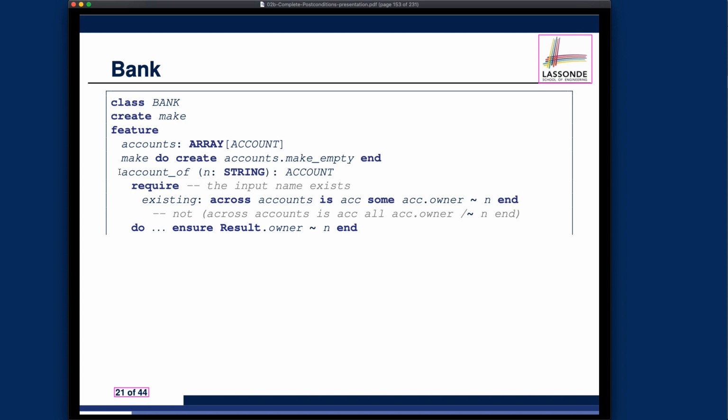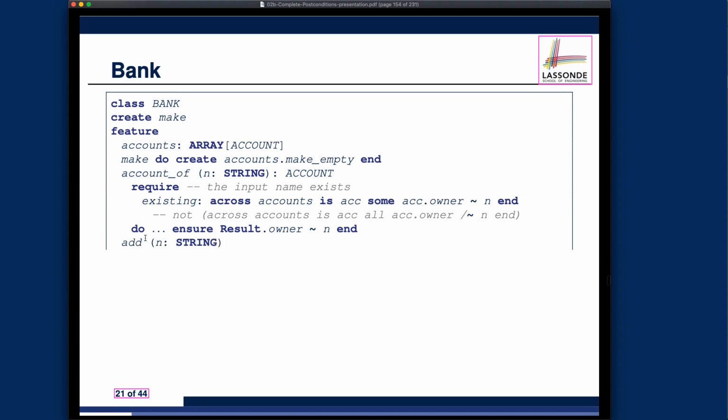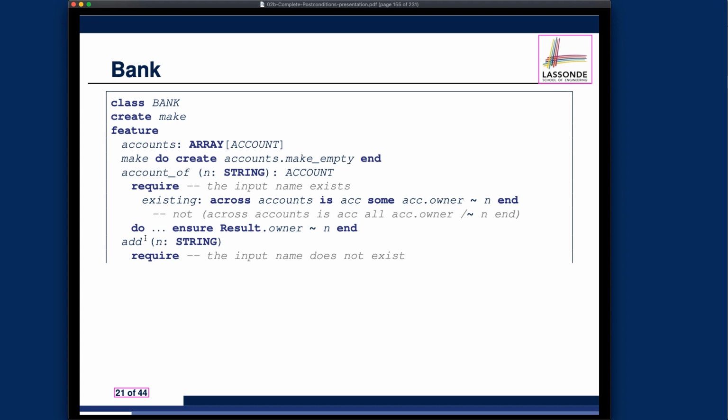So now again, please make sure you understand exactly how account of is supposed to work before you go on. Okay, I also made the source code available to you. You can find the links in the slides. Also take a look at the source code and play with it. Okay, so now we also got a command over here to add a new account by the owner, right? And of course, the precondition should be the owner does not exist in the bank. Pause the video and think about how you can do it.